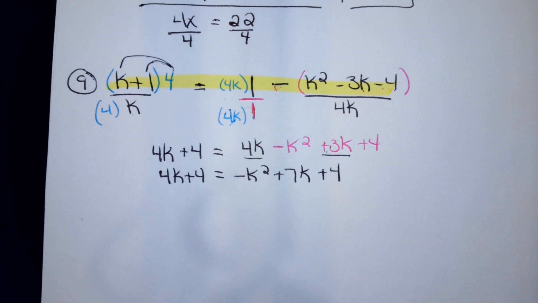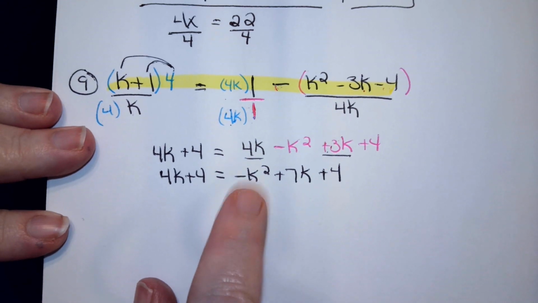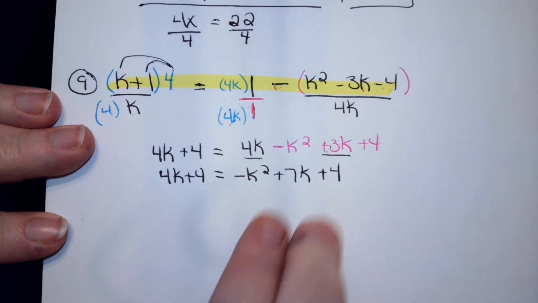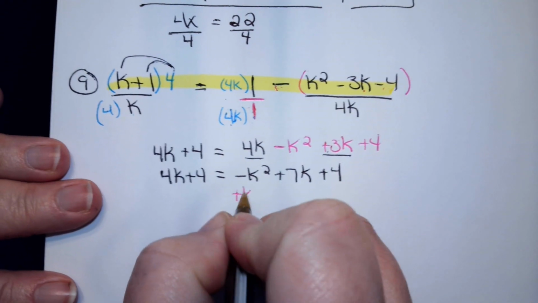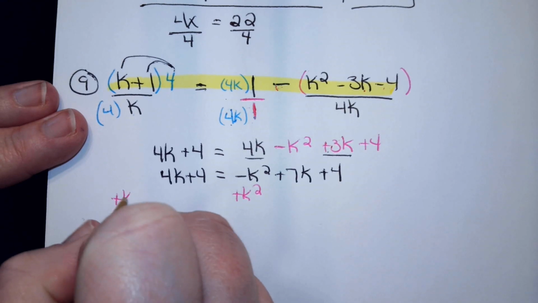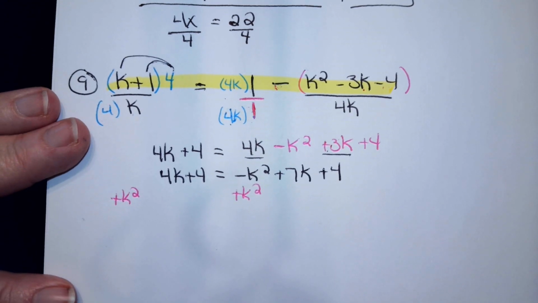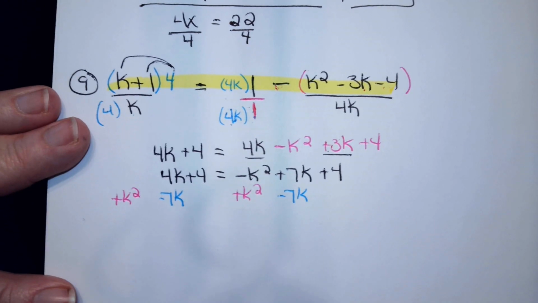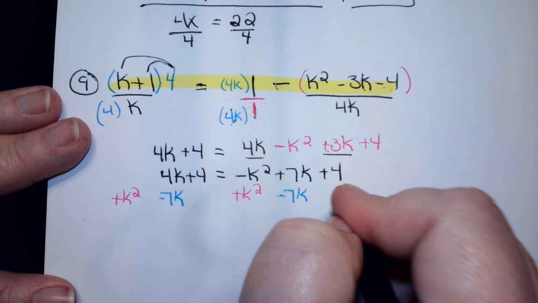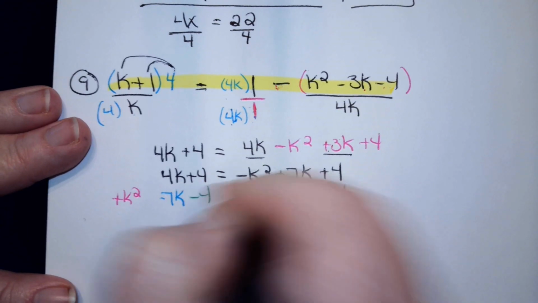Okay. We can see that we've got a quadratic here. So I'm going to move everything to one side. Now, I usually like to keep my quadratic term positive, so I'm going to move everything over here. So I'm going to add k squared to both sides. There's no k squared over here. I'm going to subtract 7k from both sides. And then I'm going to subtract 4 from both sides.